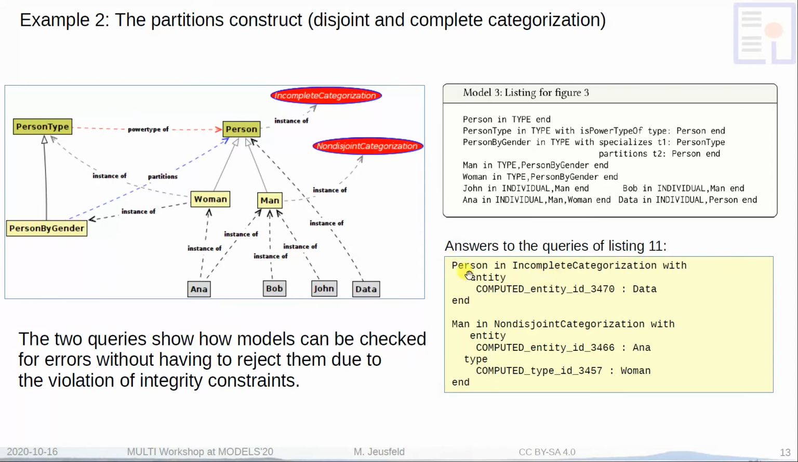So person is an example of an incomplete categorization, superclass person, because there is an entity data, and man is a non-disjoint categorization, or is a violator of disjoint categorization, because there is an entity Anna, and the type to look at is woman. So Anna is also an instance of woman and man. So that's how to read the answer to this query.